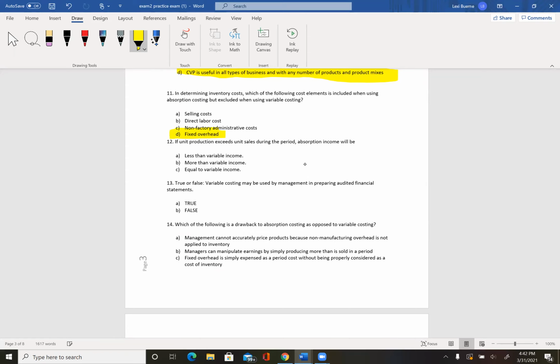Then for 12, if the unit production exceeds unit sales, absorption is going to be more of the income. So that's also what we said in the short answer, when it's going to be a higher income. So when the production is going to be bigger than the sales, it results in more.